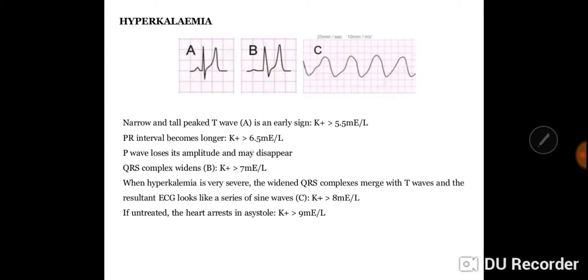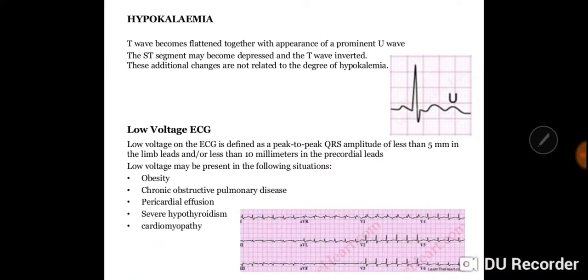Other ECG signs: hyperkalemia would show tall tented T waves. You can't sit on these T waves. These are the tall tented T waves of hyperkalemia. If it becomes even more than 7, then the QRS complex widens. It gives the appearance of a ventricular tachycardia, but it's mostly because of the potassium. You've got to treat this immediately. And heart arrest if it reaches 9.